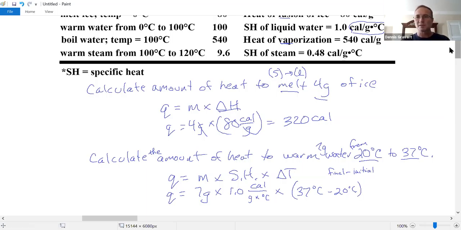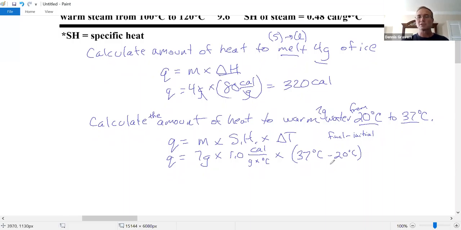Okay, scroll down a little bit so we have a little more room. 37 minus 20 is 17 degrees C times 1.0, whoops, that's supposed to be a decimal point. Calories per gram degrees C. Times 7. You don't necessarily have to show all your work on the exam, but maybe that's helping some students follow the math. Start on the left side here. 7 times 1 is 7, and the grams cancel out. Then 7 times 17, I don't have that memorized. That's 119. And Celsius cancels out, leaving you with calories.